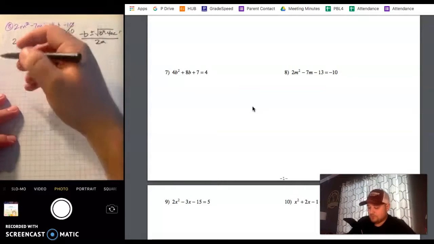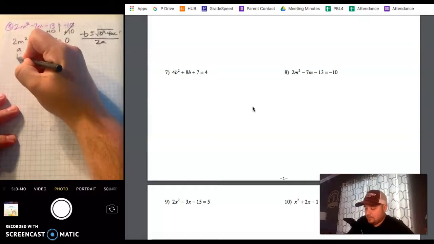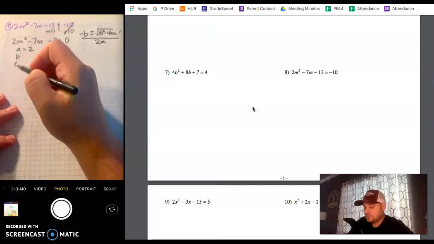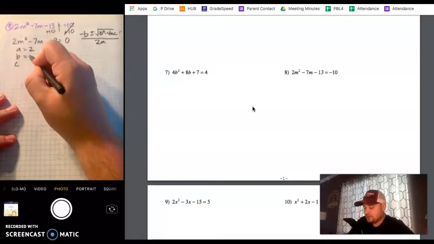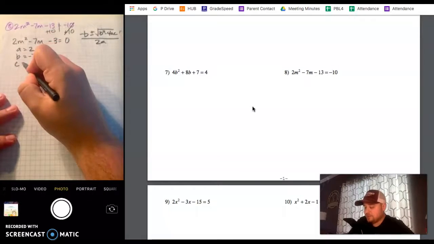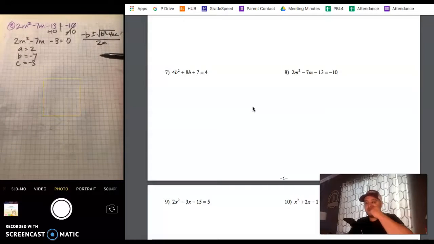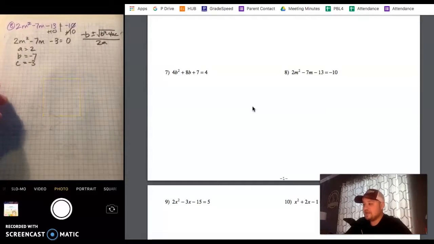All right, so let's identify our a, our b, and our c. A is the number in front of m squared, so that's 2. B is this second term here, so that's going to be the negative 7, and then C is the number that's by itself, so that's a negative 3. So again, we've got negatives here, so we have to be really careful, right? We know that making just one mistake makes us get the wrong answer, so we got to be very careful.